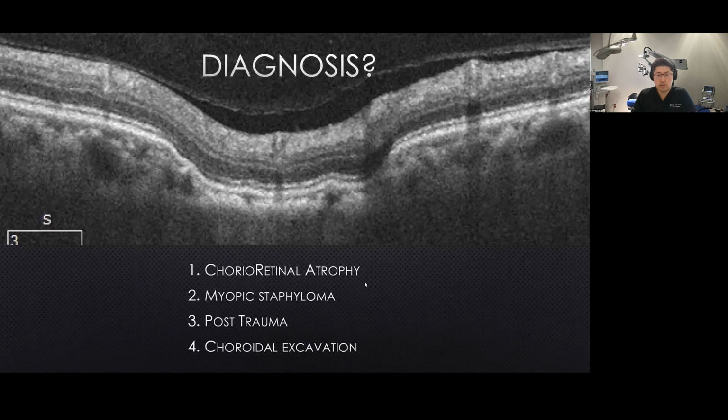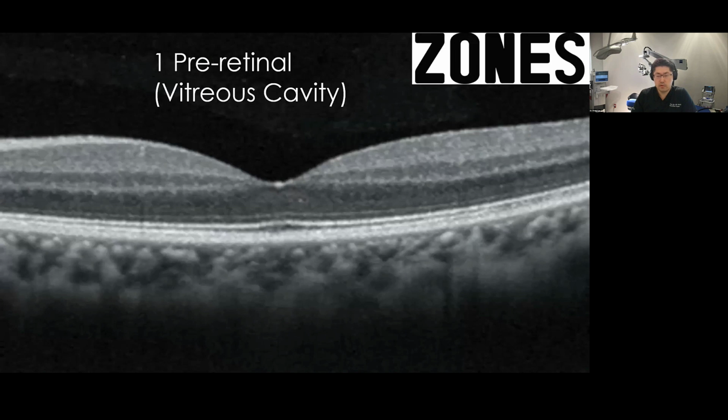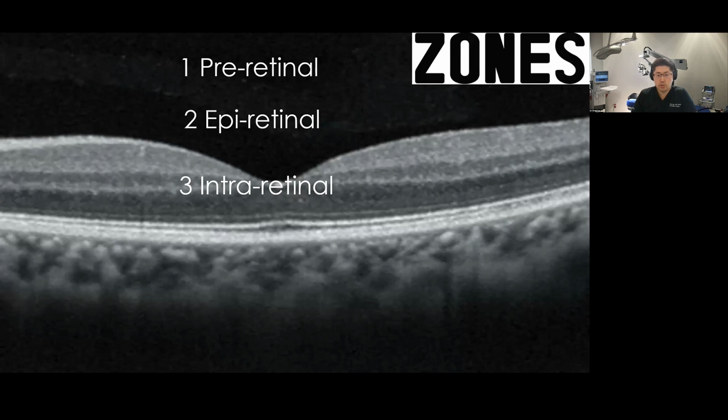So we'll go through all these questions throughout the presentation, and then we'll do this again. So for the purpose of my talk, I would like to divide the OCT interpretation into 5 different zones, and I'll tell you why. Zone number 1 is the vitreous cavity. Zone number 2 is epiretinal or vitreoretinal interface. Zone number 3 is intraretinal, which is further divided into your inner retina, outer retina. Then we have our subretinal space, followed by the choroid, which with advancement of imaging, we're able to explore a lot more.